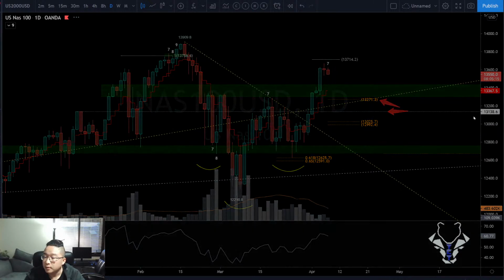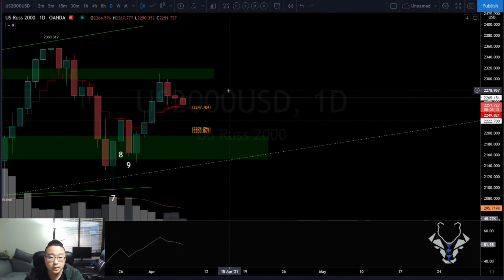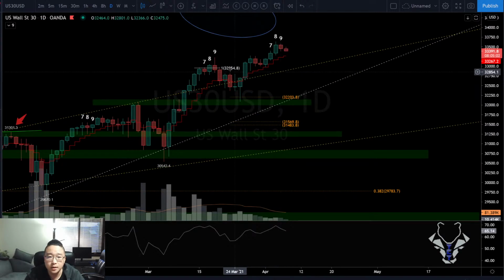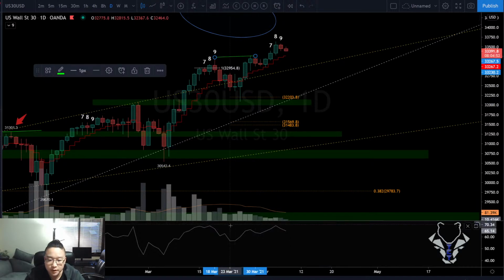All right, Russell pulling back, bounced from the daily 8 yesterday, and now we're just about losing it. Dow was the weakest based on the previous bear divergence, but then because the market decided to bounce, Dow negated the bear divergence. Let's see if there's a new one. No, there isn't. Okay.